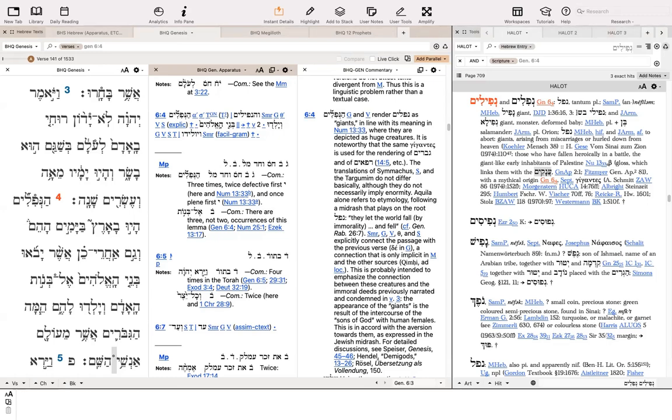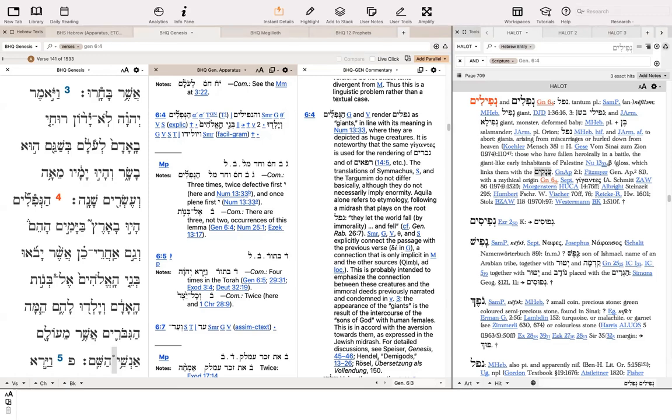It tells us that the Septuagint and the Vulgate render Nephilim as giants, in line with its meaning in note numbers 13:33, where they are depicted as huge creatures. It is noteworthy that the same gigantes is used for the rendering of Giborim and Raphaim. Raphaim is one that we've spoken of recently in a verse from Isaiah that we looked at. It is another word for giants, as is Anakim and as is Nephilim.